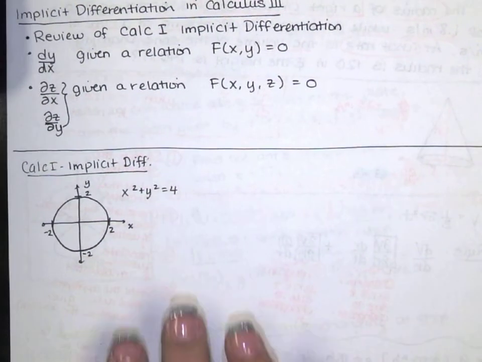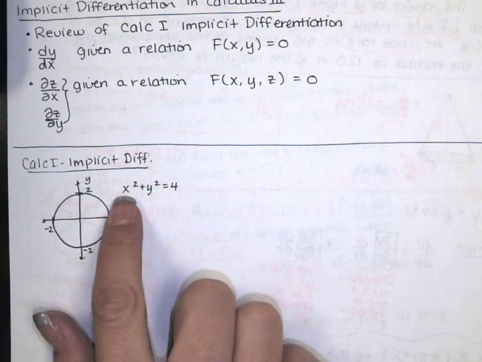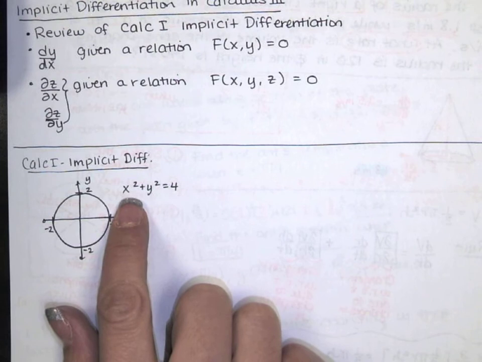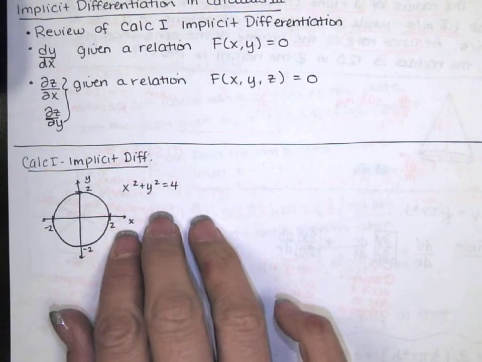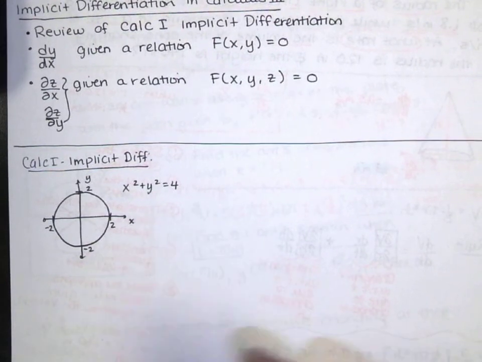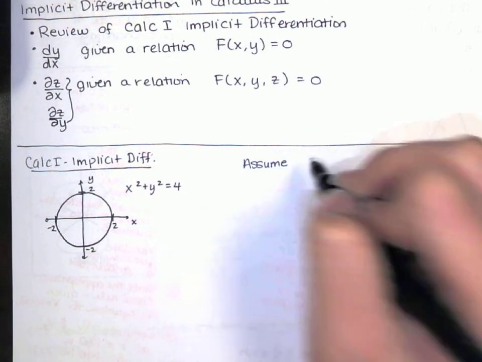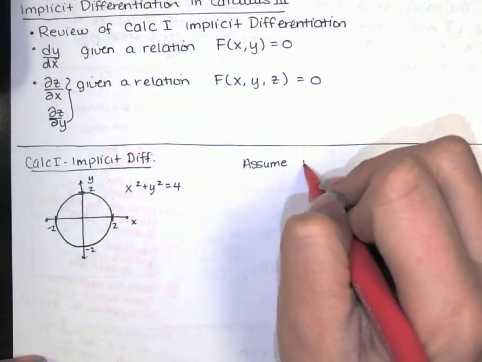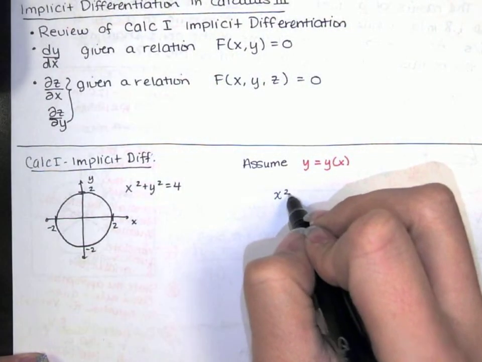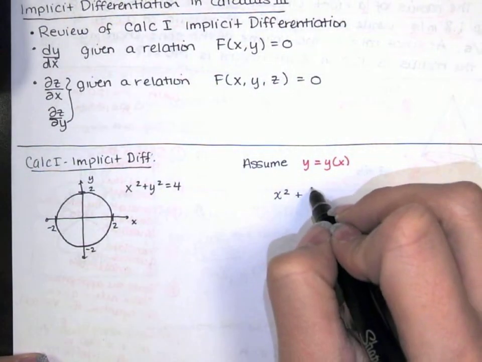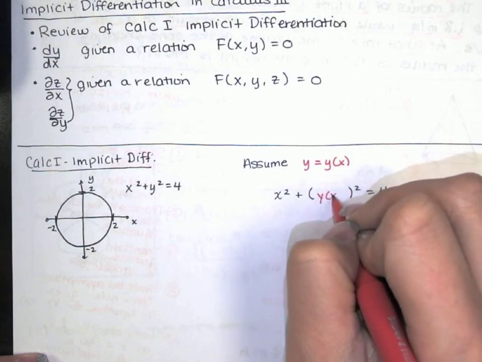So we might say that this implies a relationship between x and y. It's a relation between x and y. But if I assume that y depends on x, I can find the derivative of y with respect to x by differentiating both sides, differentiating implicitly. So we'll assume that y is some function of x, and then we'll substitute into our formula. So we've got x squared plus y squared equals 4, and we're replacing y with this function of x.